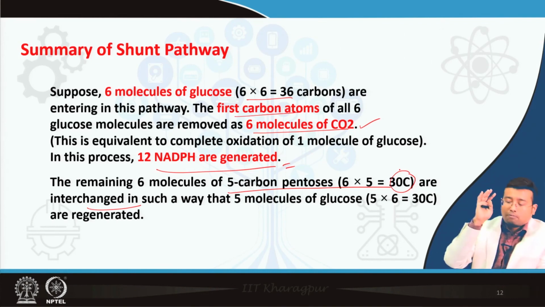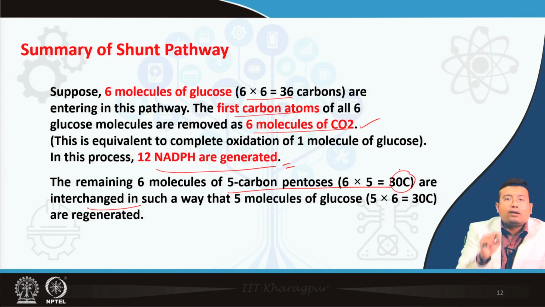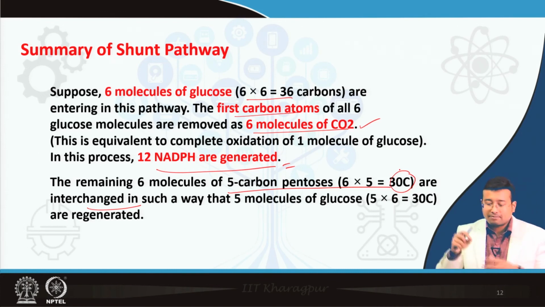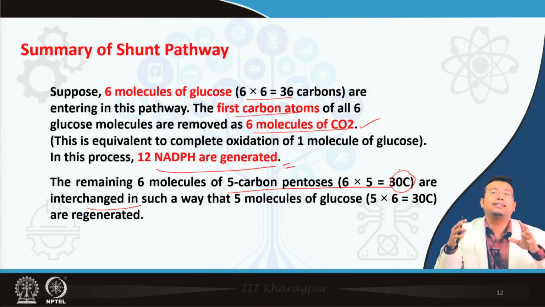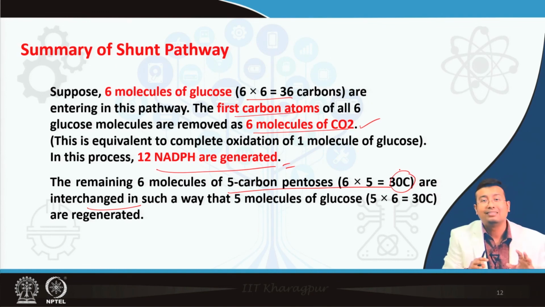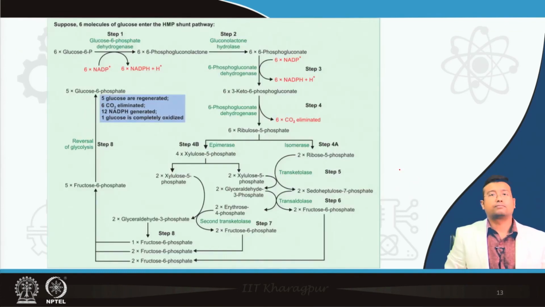So if we just consider one molecule of glucose or glucose 6-phosphate, if you think that it is getting completely converted to 6 molecules of CO2, it is actually working hand in hand with 5 other molecules of glucose 6-phosphate that are also entering together, but are regenerated at the end of the reaction, okay. So this is the total picture.